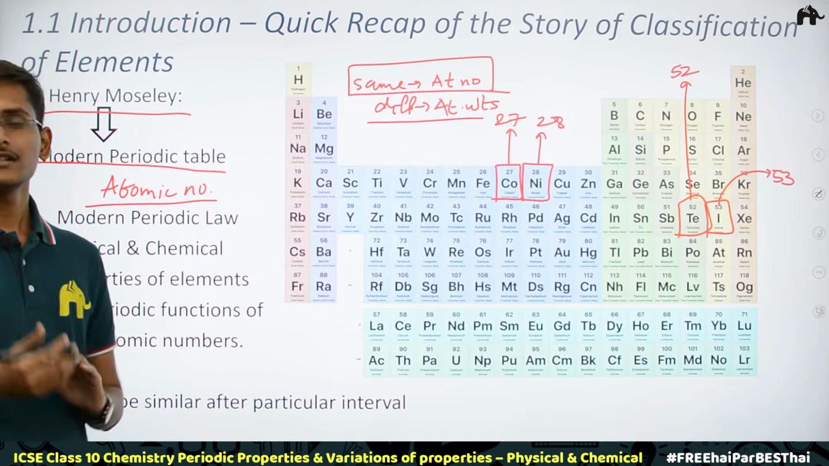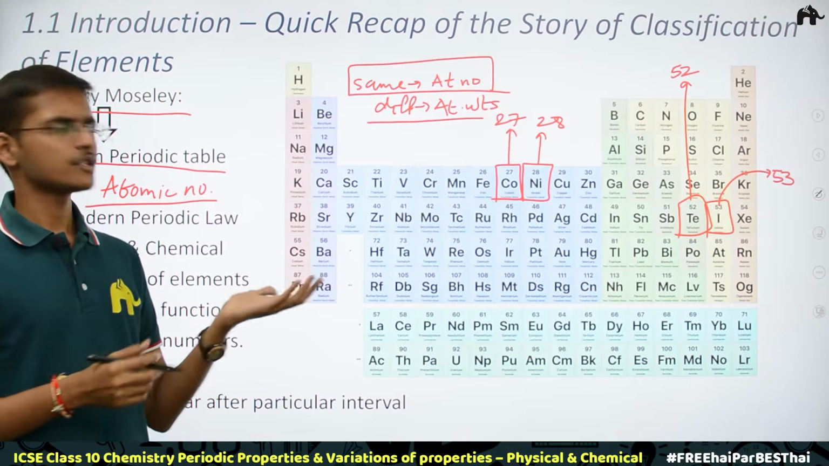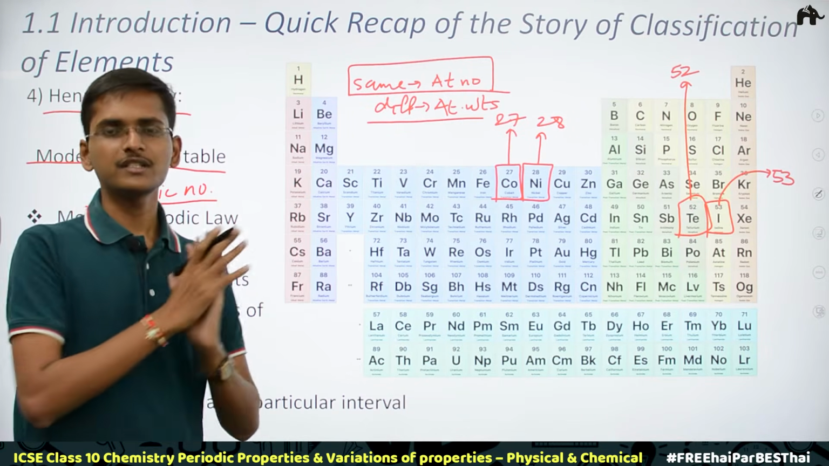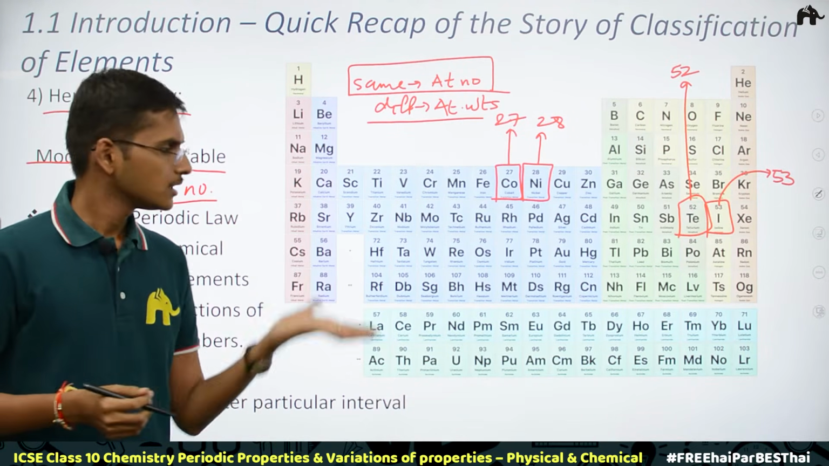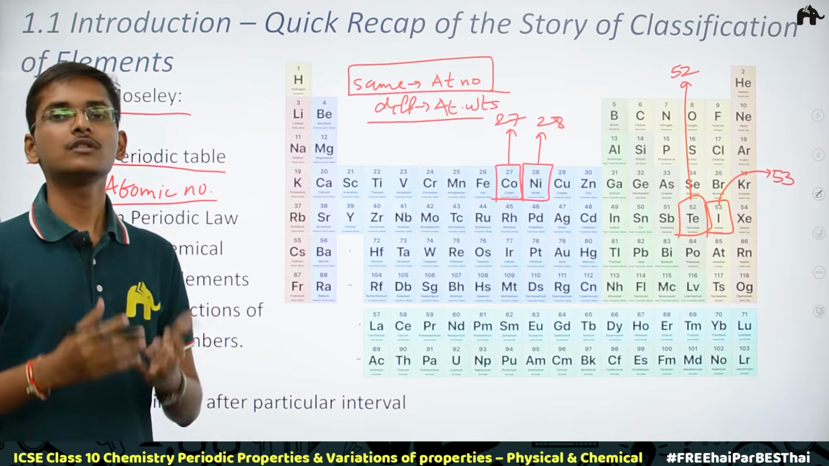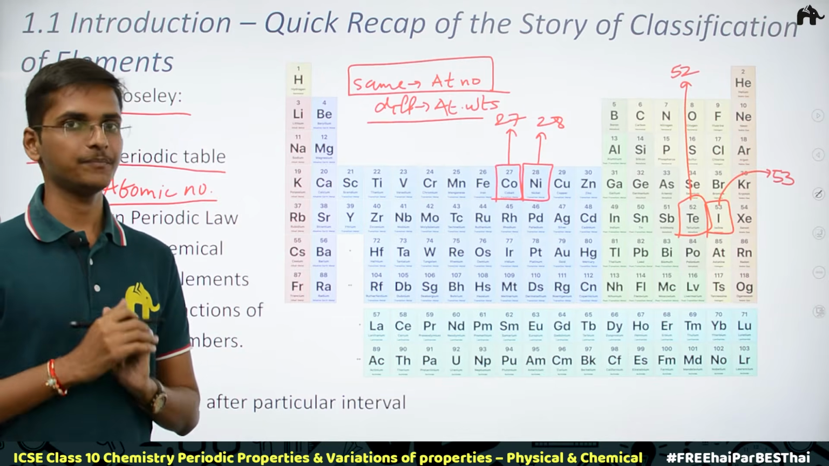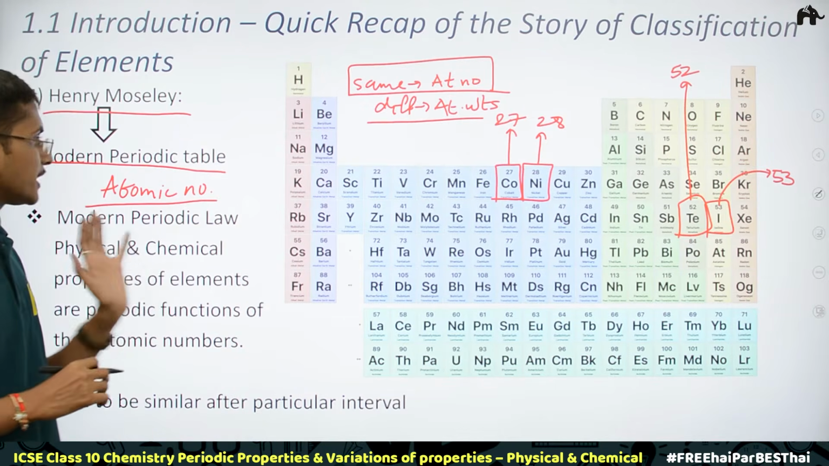Now, moving ahead, the third one was lanthanoids and actinoids. By arranging the elements in increasing order of atomic number, their position also we could justify very easily. Okay. Now, let's move ahead.